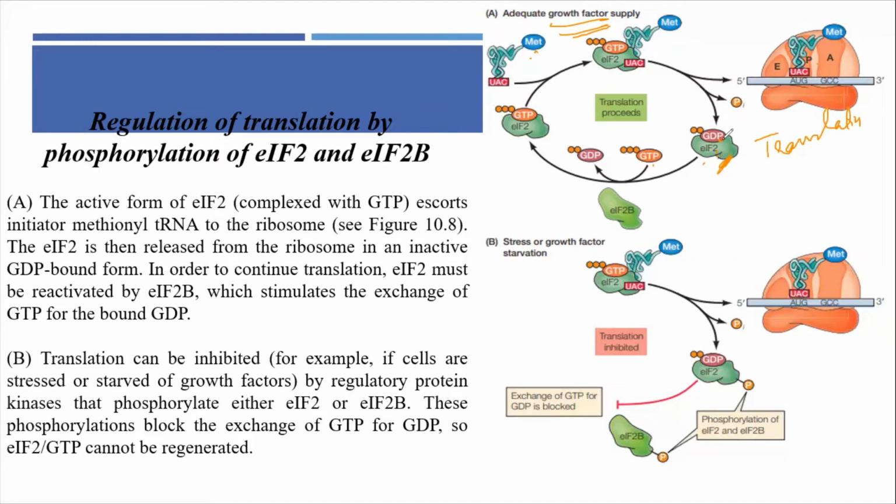So your IF2 has become GDP. Now it has to bring a new tRNA again with the new amino acids. So it needs to be recharged. This recharging is done by your IF2B. So that is the exchange of IF2 GDP with GTP. This is what happens in the normal case when all the resources are available. Is this much clear?